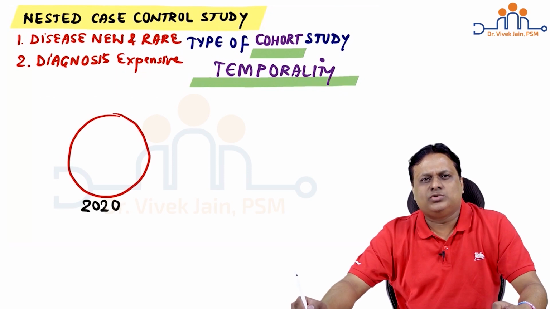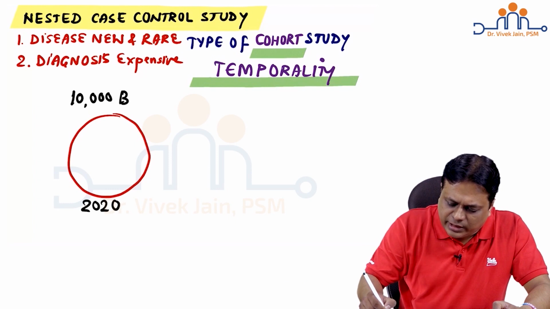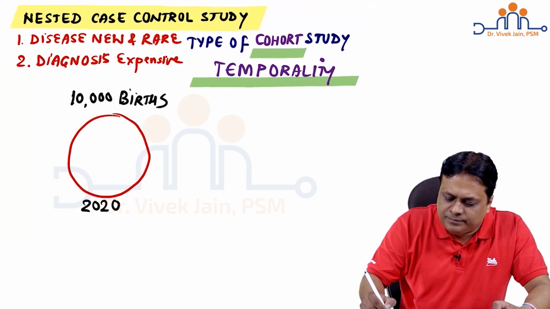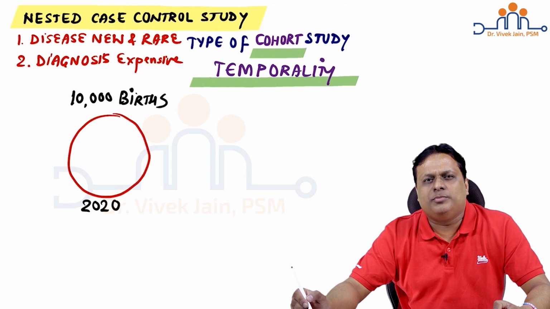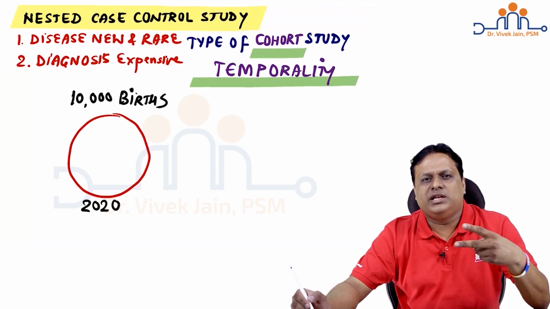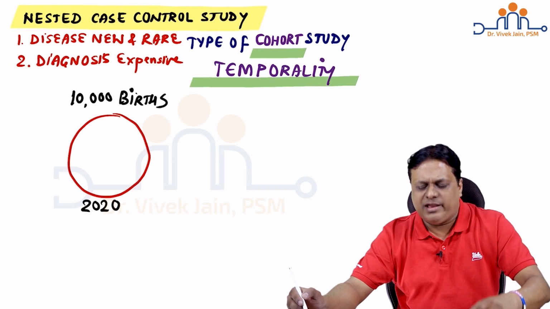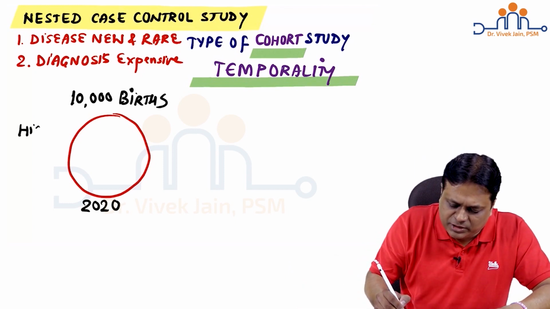Suppose in the year 2020, there are 10,000 healthy births in your hospital. If there are 10,000 births in your medical college or hospital, all the history of the mother is available: how much was the weight gain in pregnancy? Was there any complication during or after pregnancy, postpartum hemorrhage? Did the mother take iron, folic acid, tetanus toxoid in pregnancy? Did she undergo any radiation exposure in pregnancy? What was the weight of the newborn? Similarly, every history must be available.